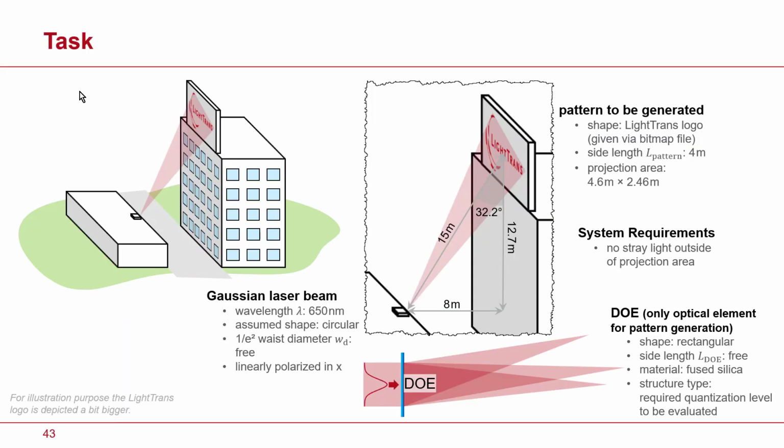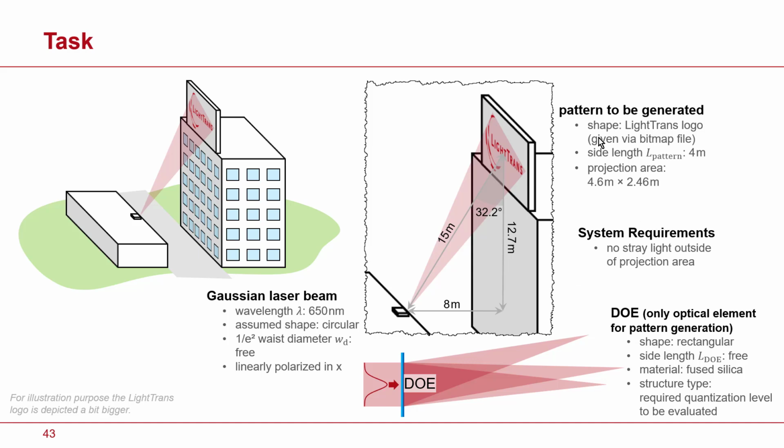task. So this is our task. Let's assume we have here a garage and want to put here a projector and project a huge light trans logo high up here on that building. So we have a Gaussian laser beam. There are also other options to generate light patterns with LEDs or with lasers. Particularly lasers have a higher power, higher efficiency. And with our diffuser approach, we are getting also even higher efficiencies than with other pattern generating methods, such as stencil methods. We'll see later.